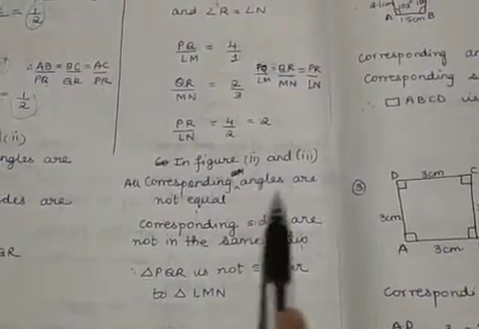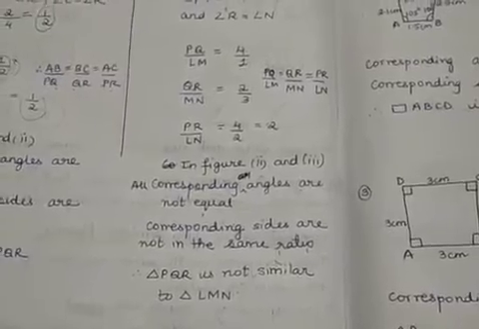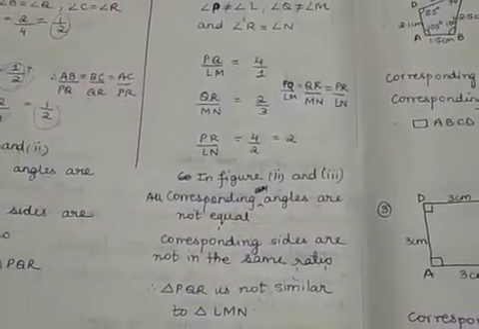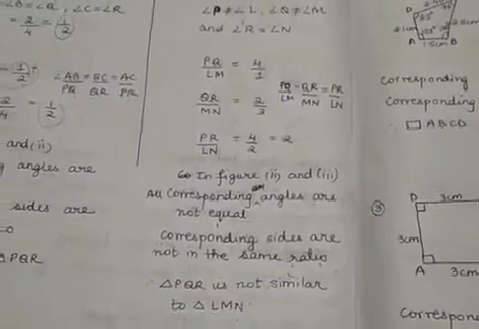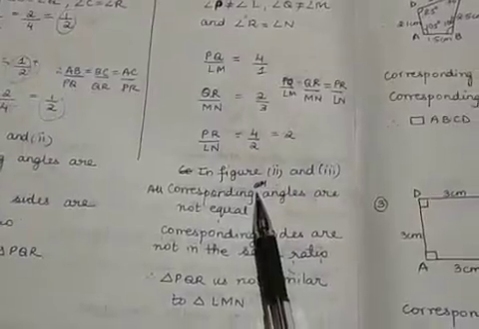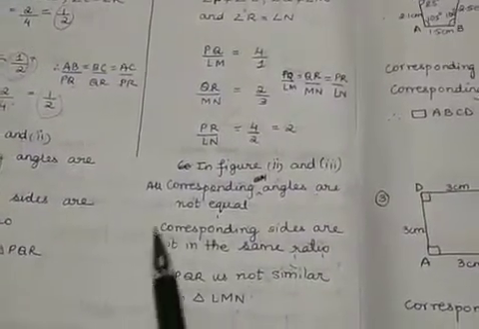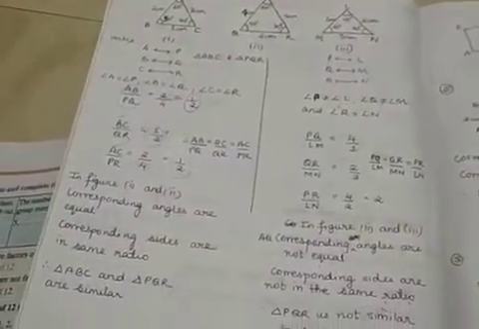Suppose one of the conditions is satisfied, still the two triangles are not similar. So for two triangles or two figures to be similar, both the conditions have to be satisfied. That is, corresponding angles should be equal and corresponding sides should be in the same ratio. Only then can we say that the two triangles, or the two polygons or two figures, are similar.